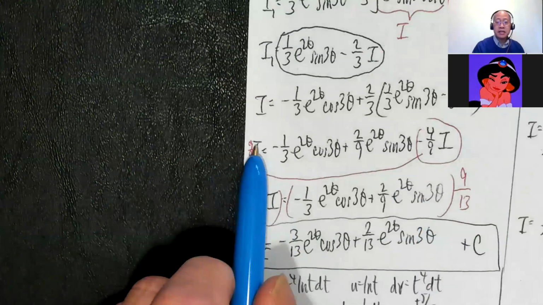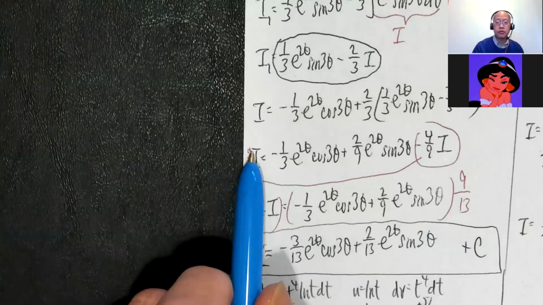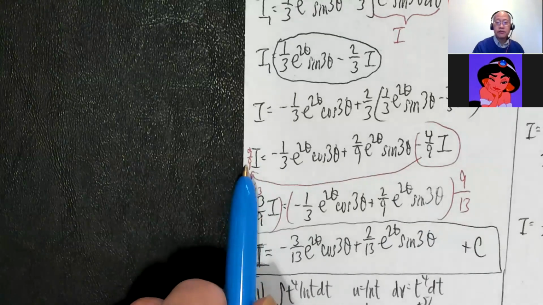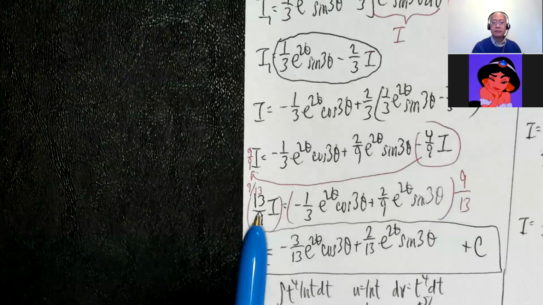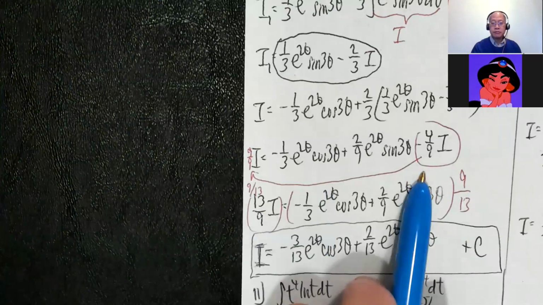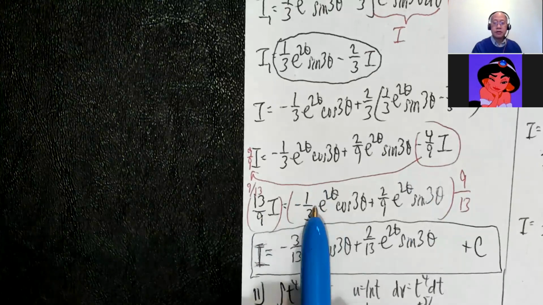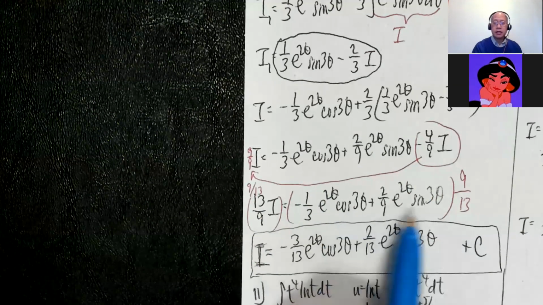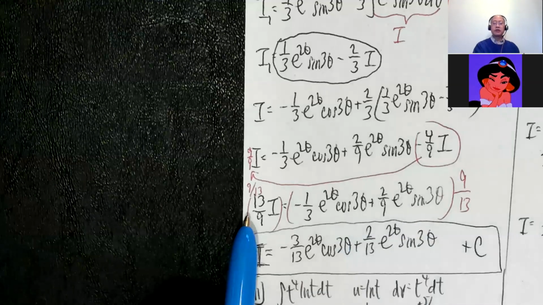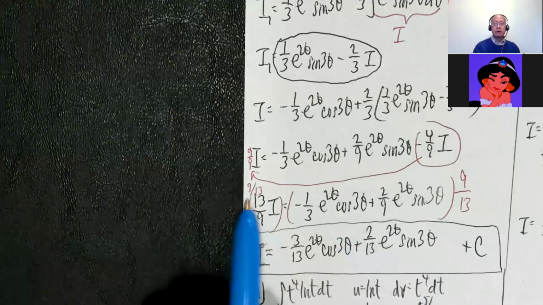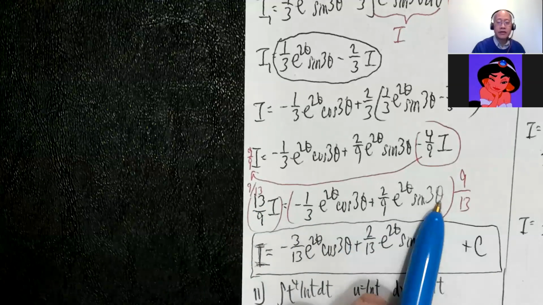Add 4/9 I to both sides. Remember, I is the same as 9/9 I. The coefficient is 1. So I have 9/9 I plus 4/9 I is 13/9 I, equal to all this mess: negative 1/3 e to 2 theta cosine 3 theta plus 2/9 e to 2 theta sine of 3 theta. Okay. And so I have 13/9 I; multiply both sides by 9/13, and I finally have it.